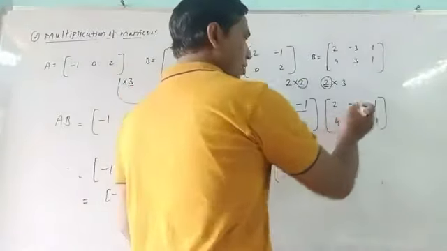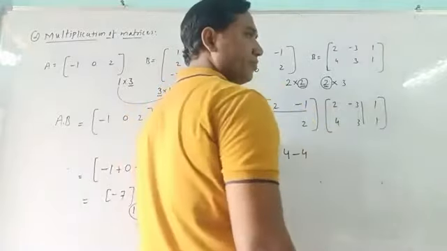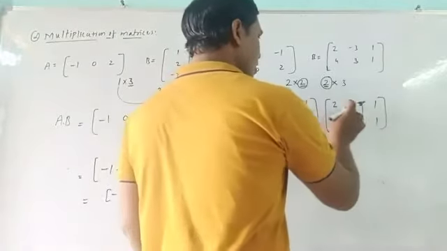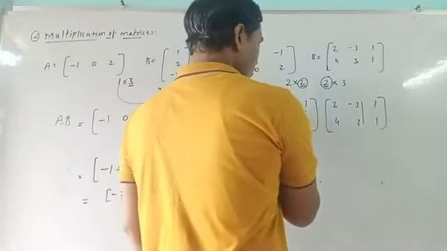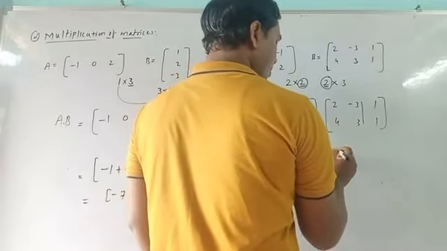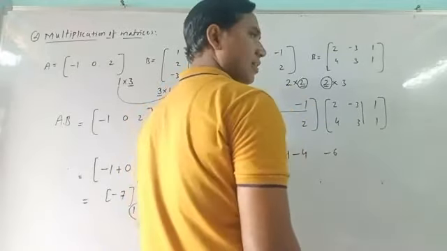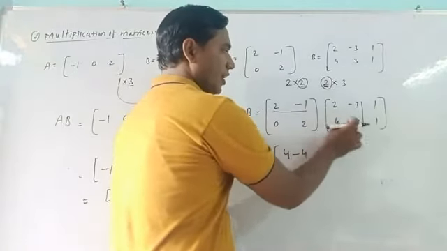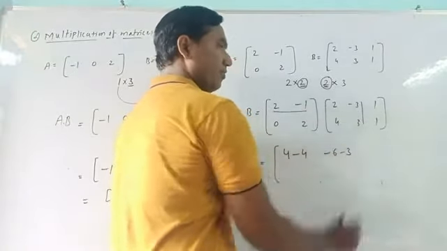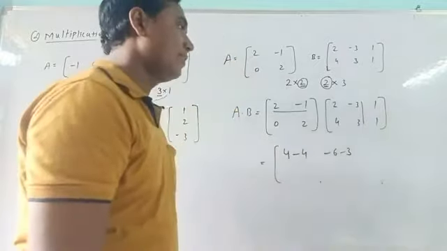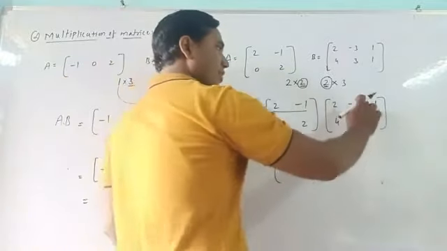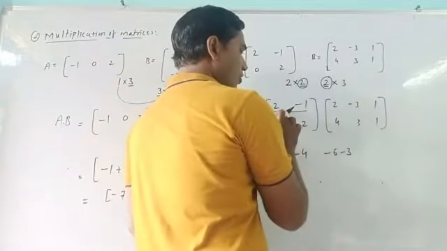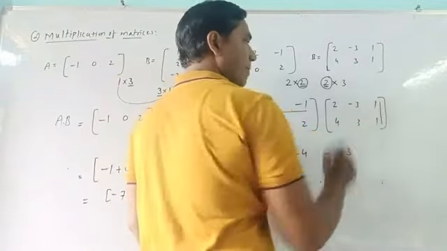The row remains the same. Now we proceed to the second column. What happens now here? 2 into minus 3. See now. First element with that one. 2 into minus 3, minus 6. And then the second element with that second one. Minus 1 into 3, you got here minus 3. Complete.